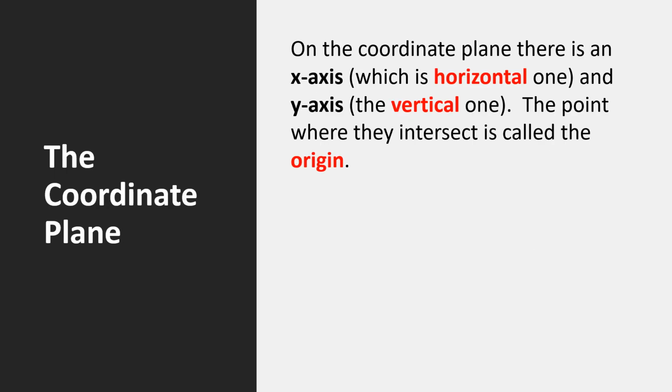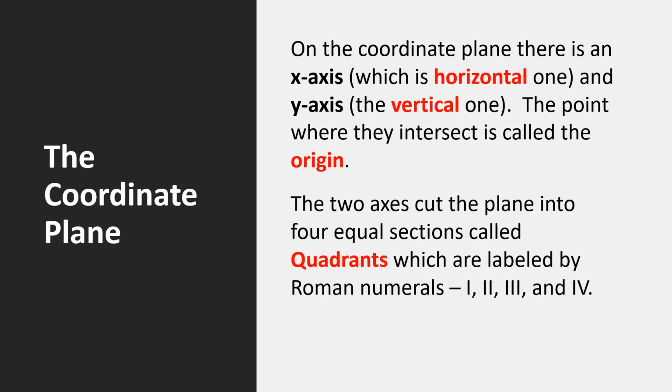The coordinate plane consists of the x-axis, which is the horizontal one, much like a number line, and the y-axis, which is vertical. The point where they intersect is called the origin. They cut the plane into 4 equal sections called quadrants, and these are labeled by the Roman numerals 1, 2, 3, and 4. So let's take a look.